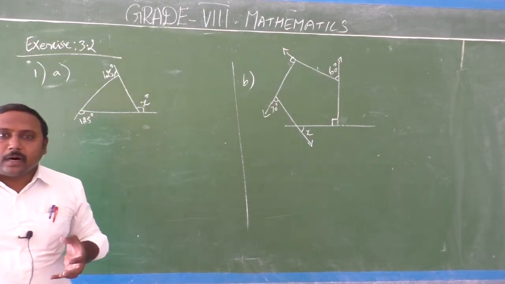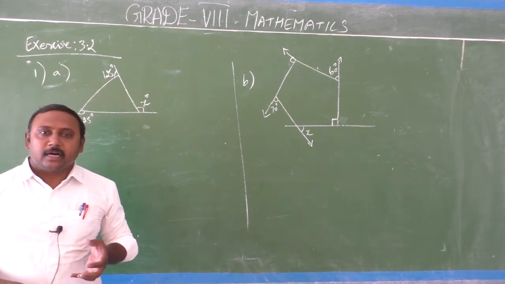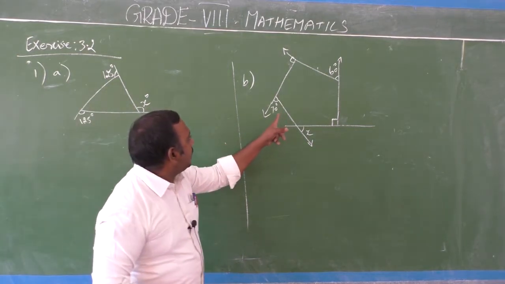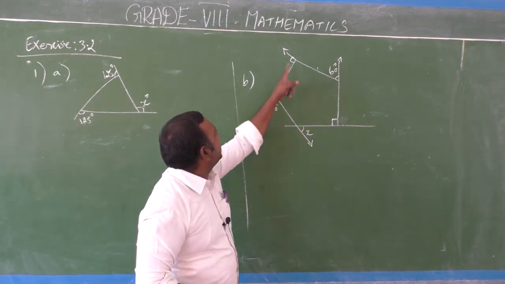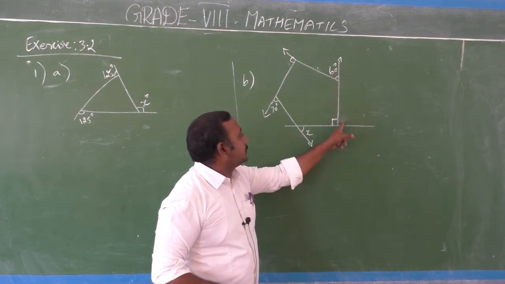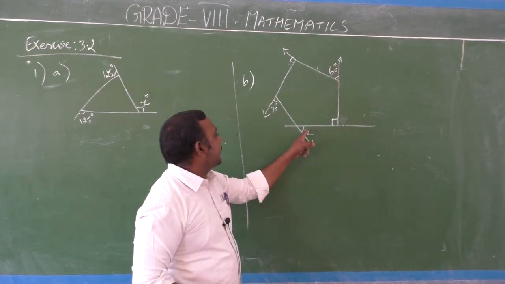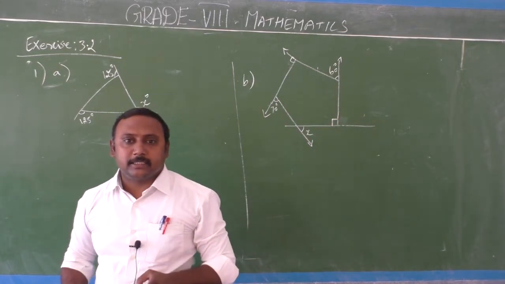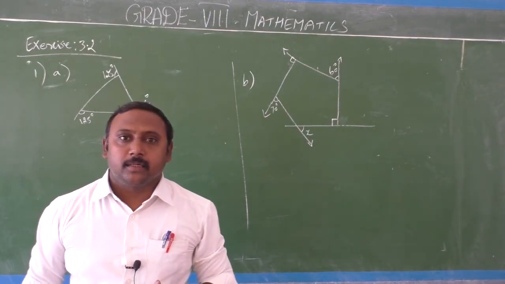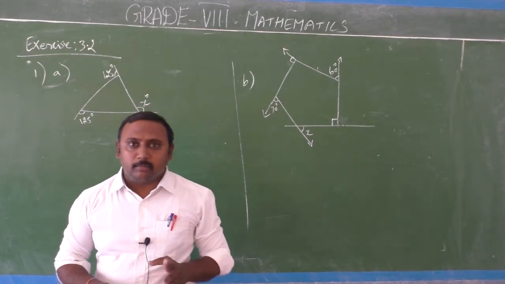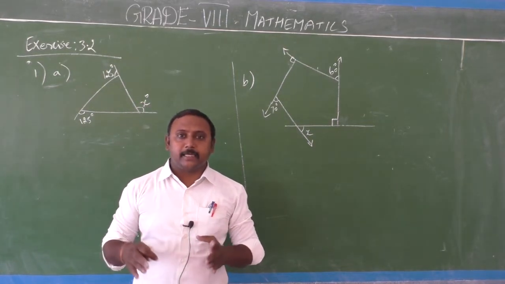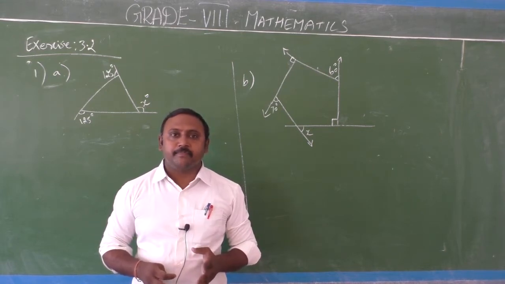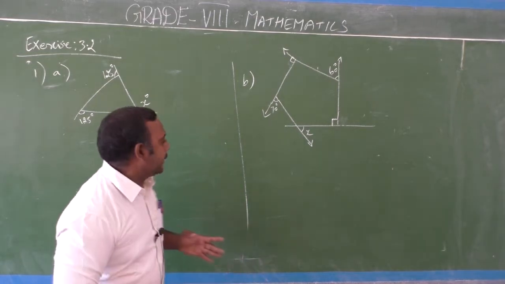The sum of all exterior angles of a polygon is 360 degrees. For example, here the exterior angle is 70 degrees, here 90, 60, and this some exterior angle is x. The sum of all exterior angles in a polygon is 360 degrees. So the property is: the sum of all exterior angles of a polygon is 360 degrees. By using this property, we can find the value of x.